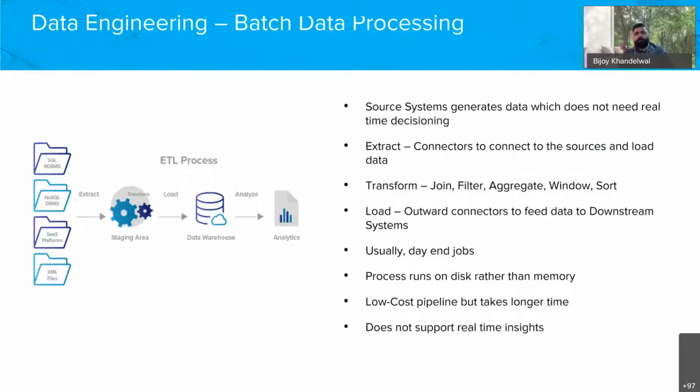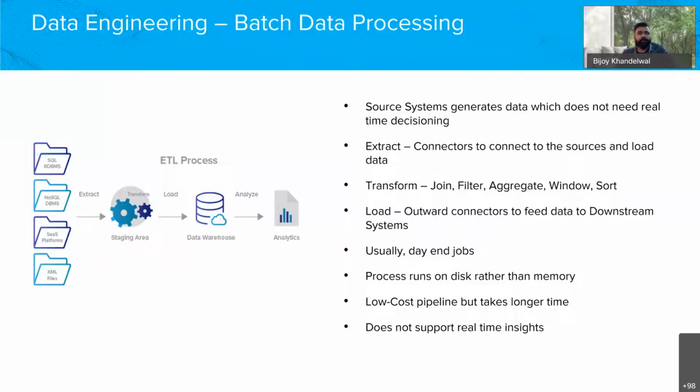Next, as Hindol was talking about batch data and real-time data, I'll just give an example, an engineering way of making a batch data processing framework. For batch data processing, these are source systems which do not need real-time decisioning. When I say batch mode, it can be every 1 hour, every 6 hours, or end of day, once in a day. This kind of architecture is well suited for use cases where you don't need a real-time decision.